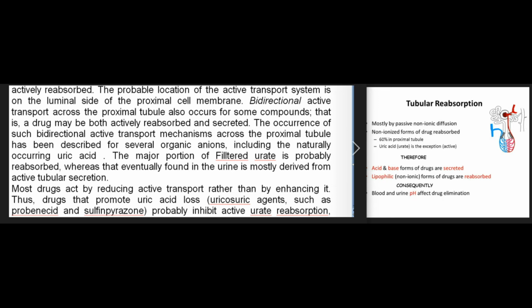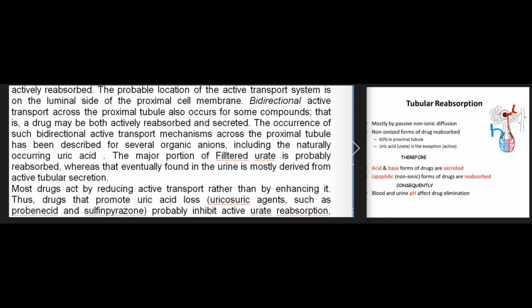Bidirectional active transport across the proximal tubule also occurs for some compounds, that is, a drug may be both actively reabsorbed and secreted. The occurrence of such bidirectional active transport mechanisms across the proximal tubule has been described for several organic anions, including the naturally occurring uric acid. The major portion of filtered urate is probably reabsorbed, whereas that eventually found in the urine is mostly derived from active tubular secretion.